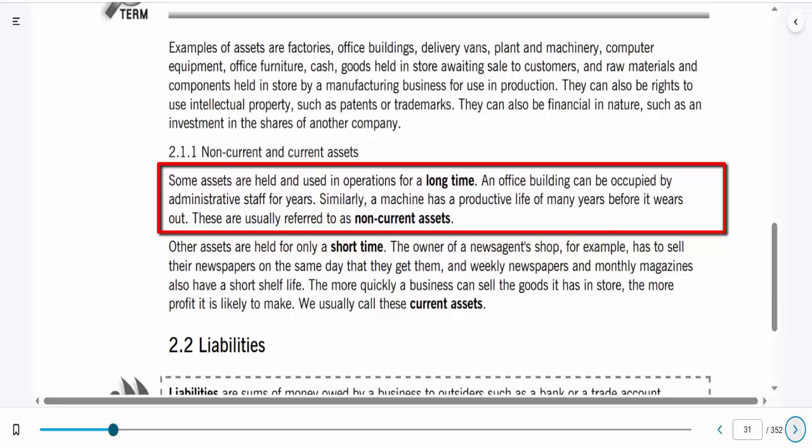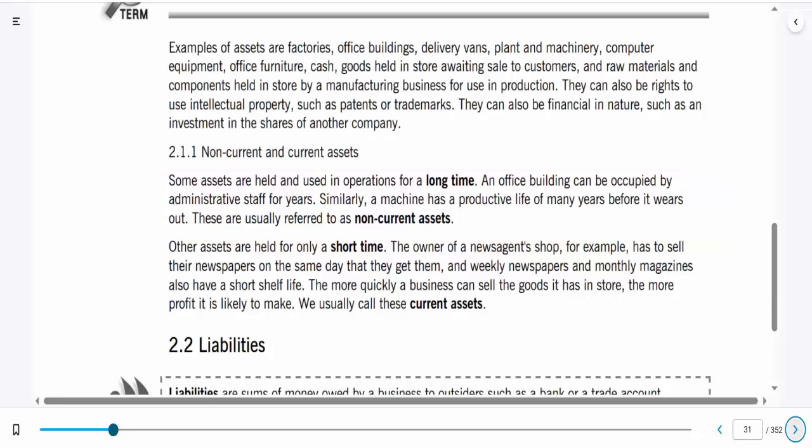Imagine a business owns an office building. This building is used by the staff, maybe as a workspace, and it could be owned for many years without needing to be replaced. Similarly, think about machinery in a factory. Machinery is also a non-current asset because it can last a long time, sometimes many years, before it needs repairs or replacement.